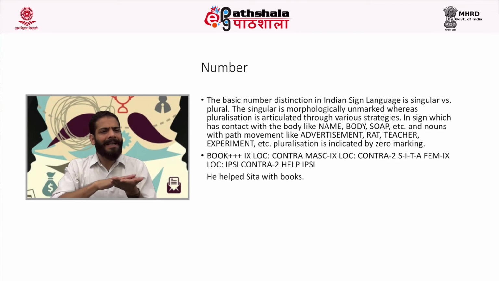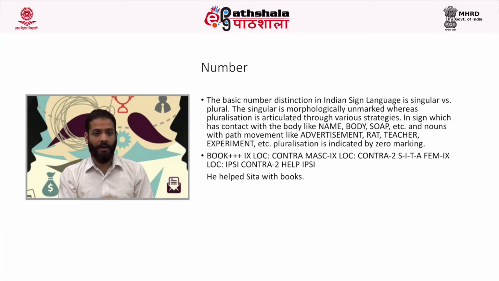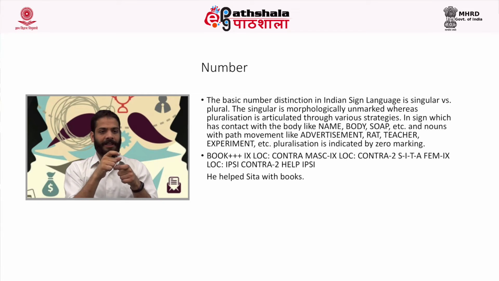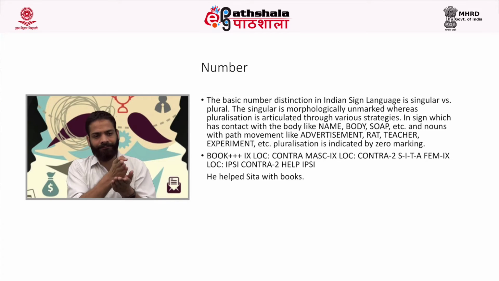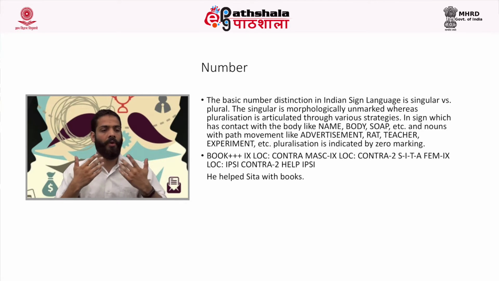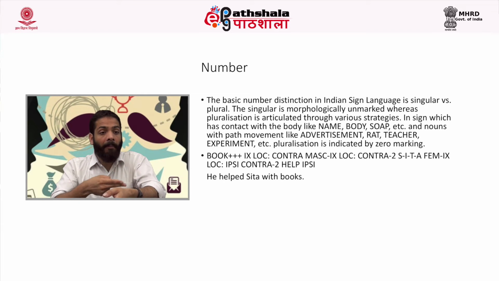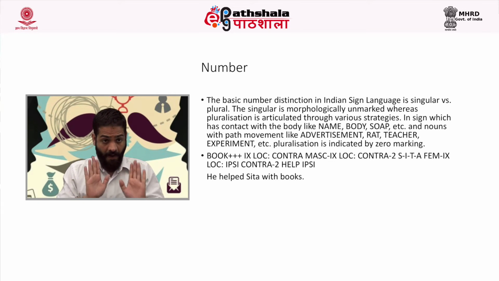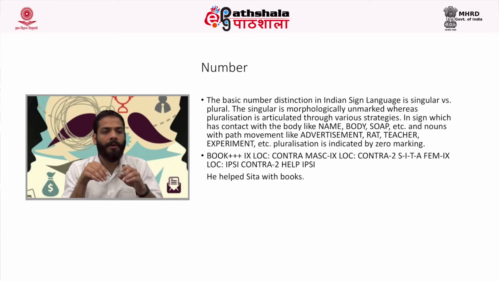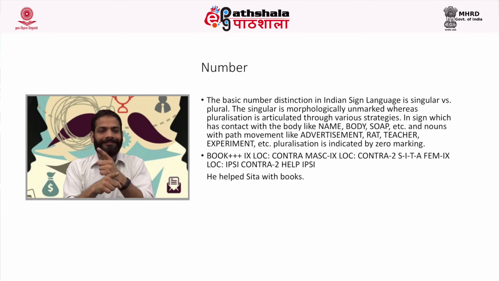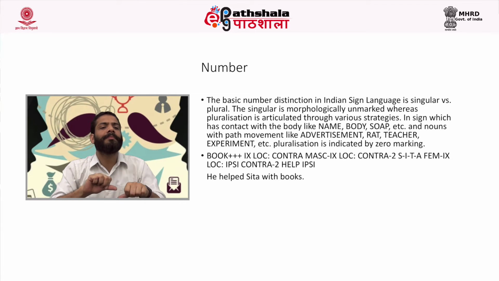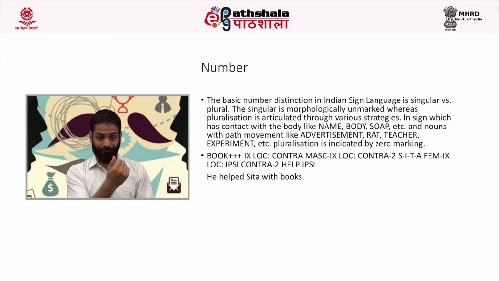The second grammatical category is number. The basic number distinction in Indian Sign Language is singular versus plural. The singular is morphologically unmarked, whereas pluralization is articulated through various strategies. In signs which have contact with the body, like the signs for name, body or soap, etc., and the nouns with path movement, like advertisement, rat, teacher, experiment, etc., pluralization is indicated by zero marking.